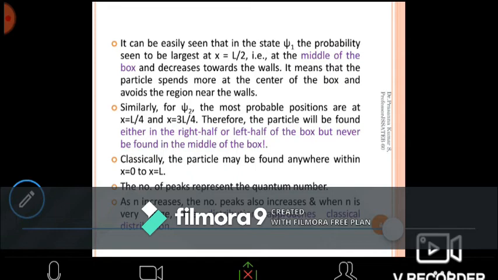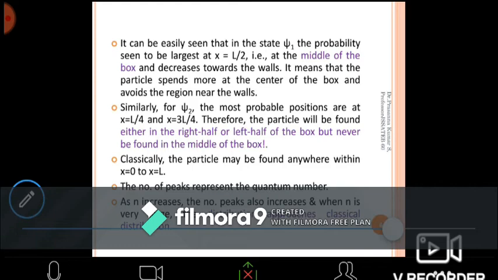Now, according to the classical picture, the particle can be found anywhere within the well, isn't it? According to the classical picture, the particle can be anywhere between x equal to 0 to L. There is no such restriction of probability at certain points. Here, the probability is the same. It can have any value anywhere between 0 to L. But it is not exactly the case in quantum mechanics.